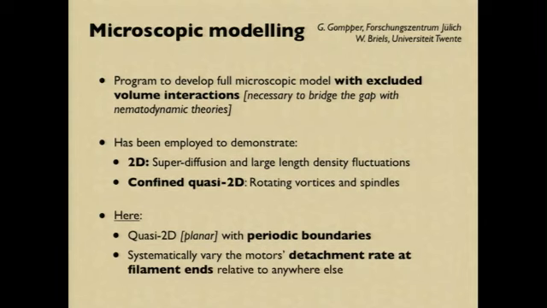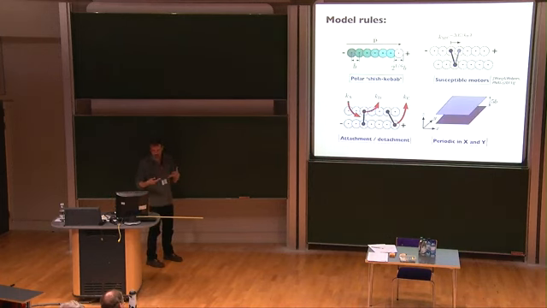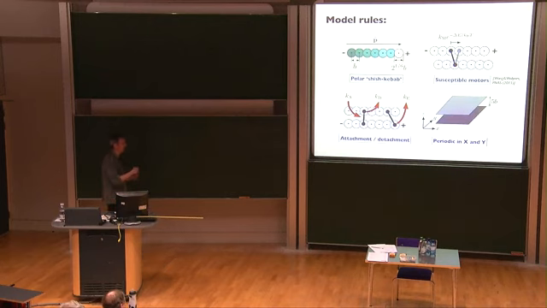And the question we're specifically focusing on here is what happens if you vary the detachment rate at filament ends. I'll describe that a bit more in the next slide. This is something that is often included in the other models, but in sort of an ad hoc way, sometimes included, sometimes not. Our idea here was to systematically vary this parameter.